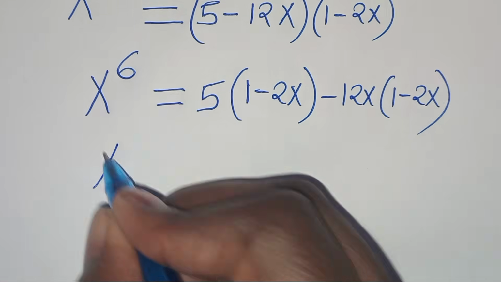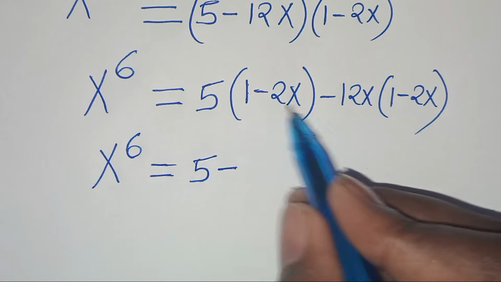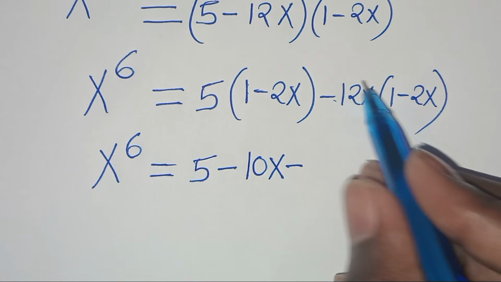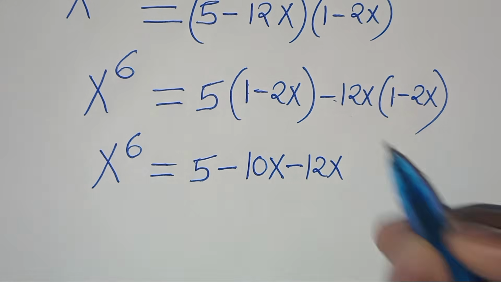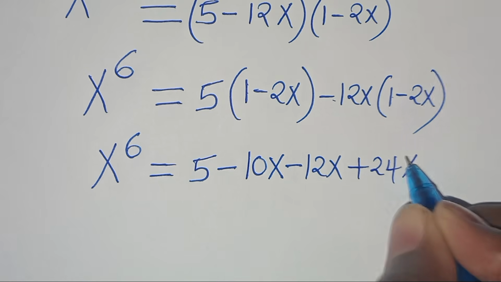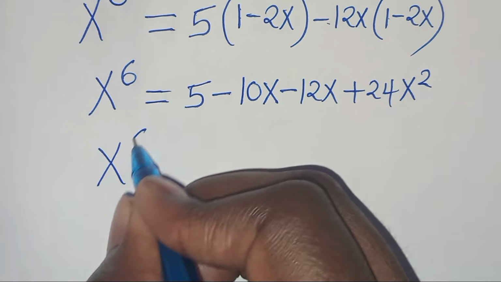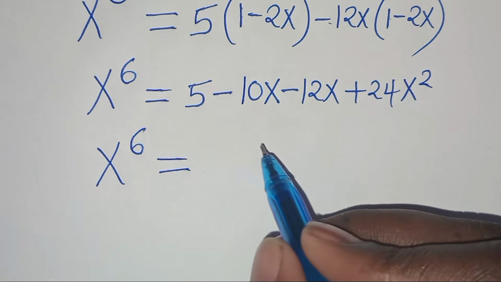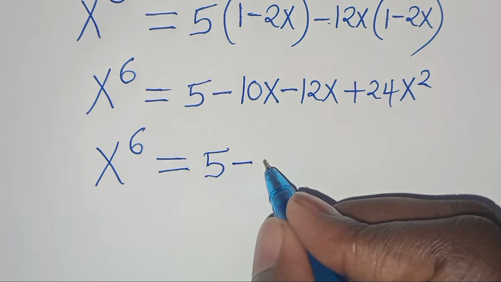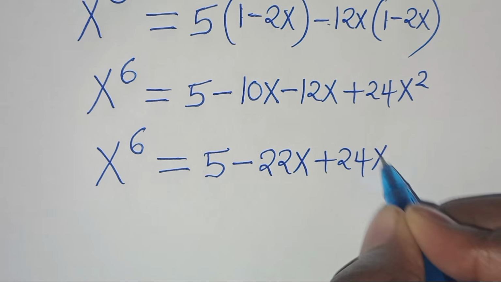Now this is x to the power of 6, and this is equal to 5 times 1, this is 5, minus 5 times minus 2x, this is 10x, then minus 12x times 1, this is minus 12x, then minus 12x times minus 2, this is plus 24, x to the power of 2. So this is x to the power of 6, this is equal to, now we have 5 minus 10x minus 12x, this is minus 22x, then plus 24, x to the power of 2.